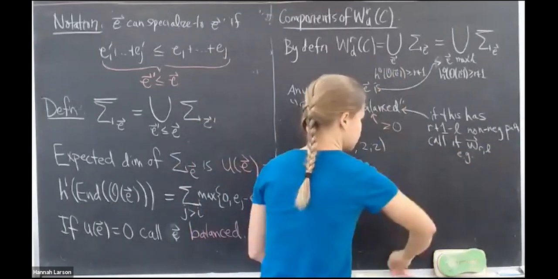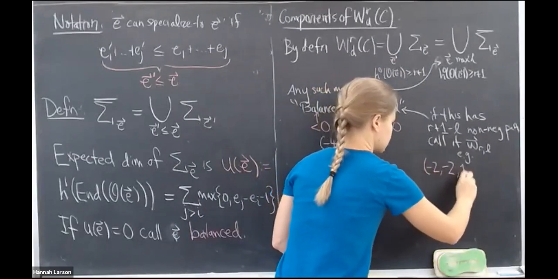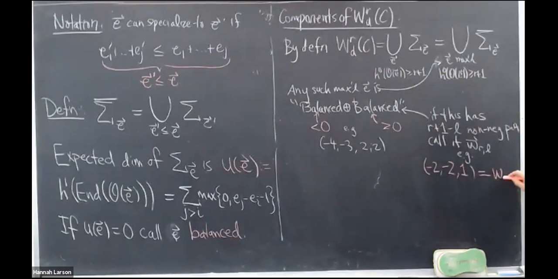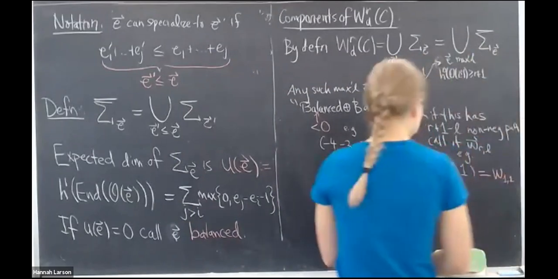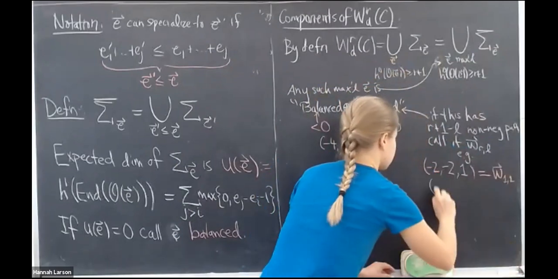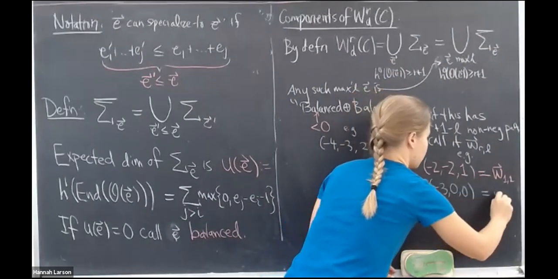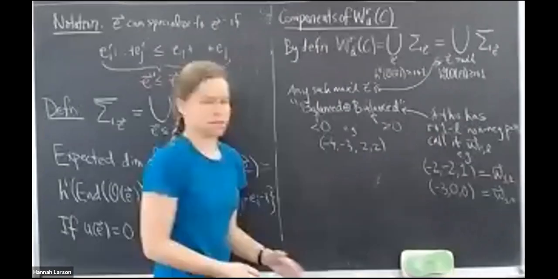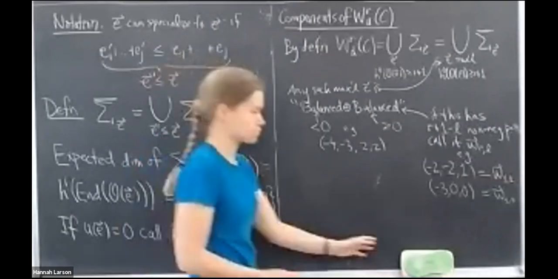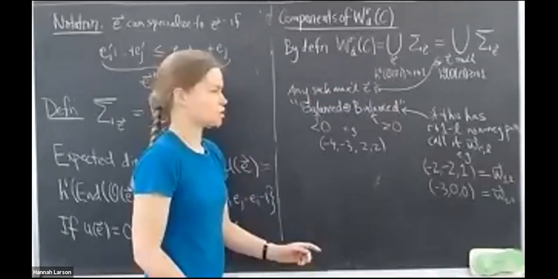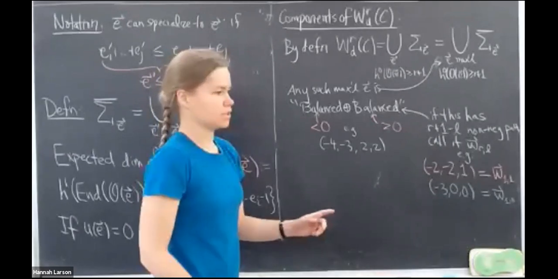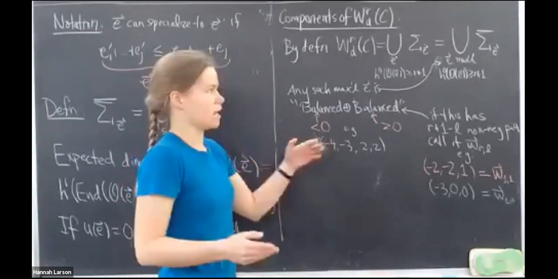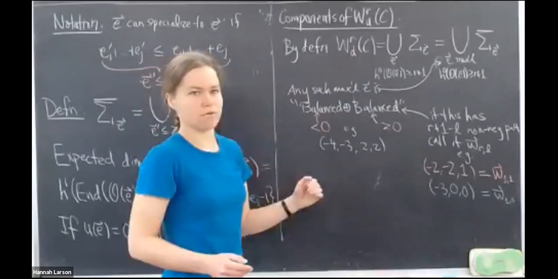So going back to the example I had before, splitting type -2, -2, 1. That's a balanced plus balanced. I would call that W11. And the blue splitting type, which was -3, 0, 0, I would call little W10. I like to think of these as being sort of like the primary colors in our picture. So to go back to Jordan's question, you would see that all of the primary colors are comparable in the partial ordering. So then there are actually no new primary colors, and you would recover sort of the same information that you had before.